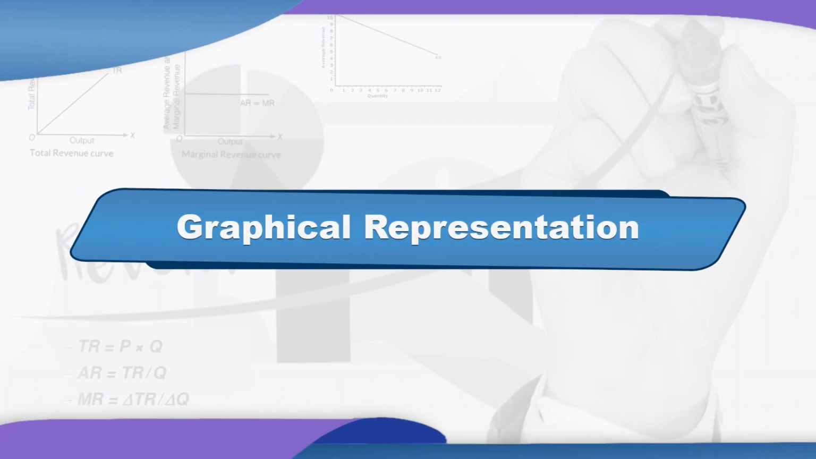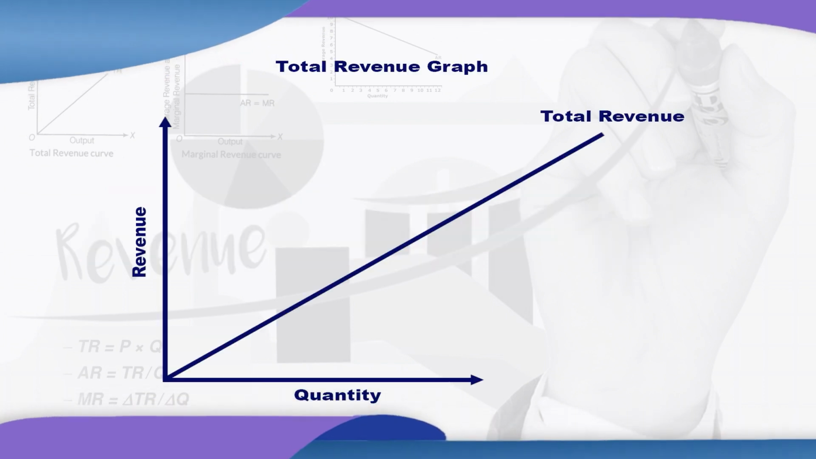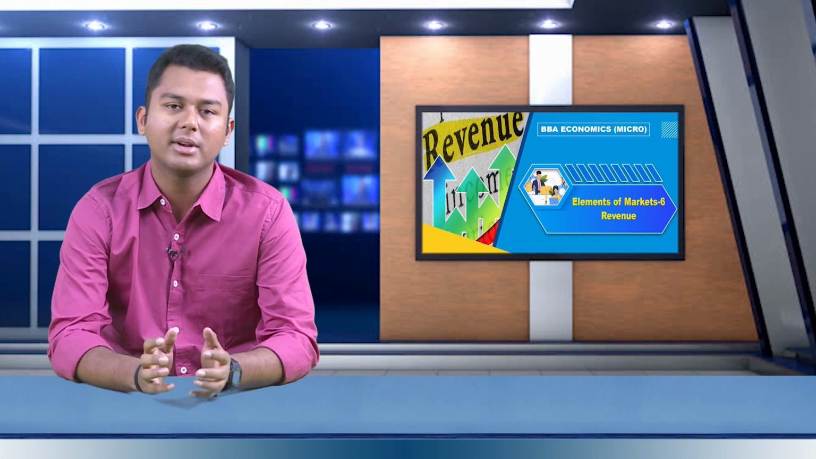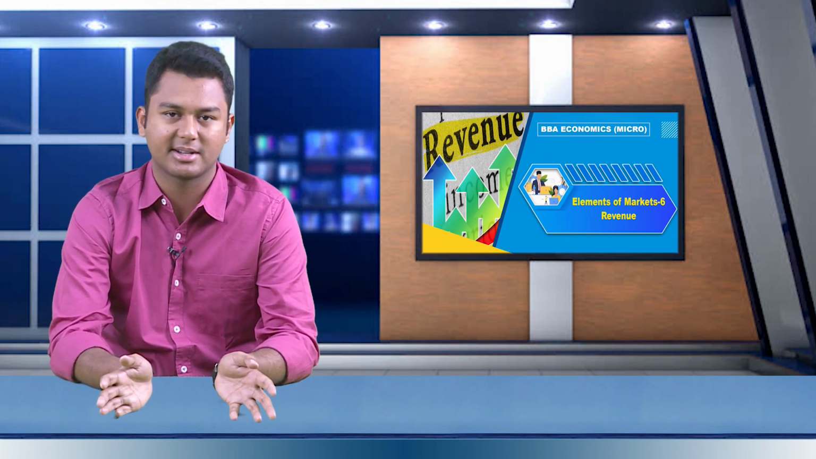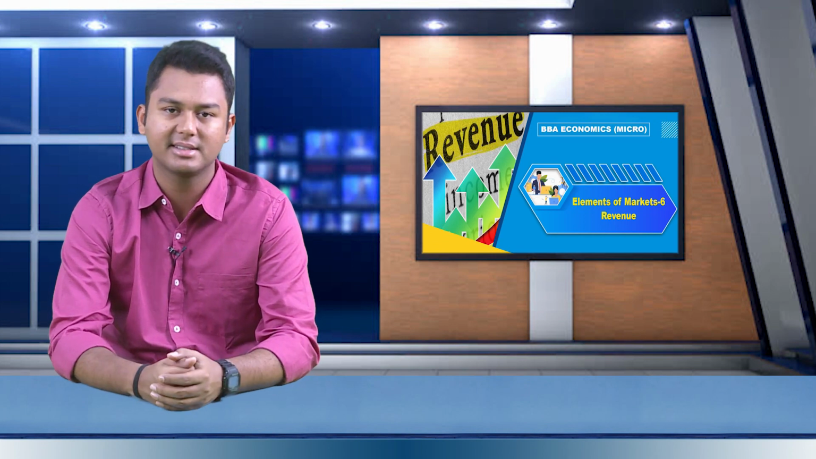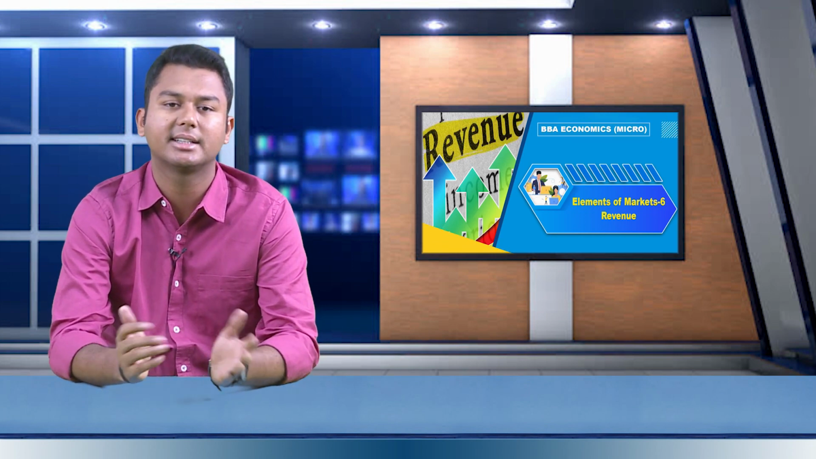If we try to imagine a graphical representation of this concept, then we can say that the total revenue curve can be plotted with quantity sold on the horizontal axis and total revenue on the vertical axis. Now, it will be different for different market structures, which we will see when we look at the sessions on market structures in detail. However, here we can get a rough idea.